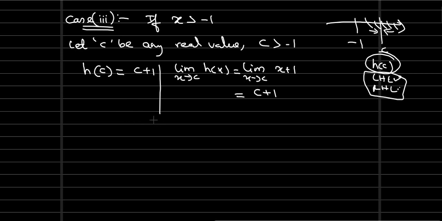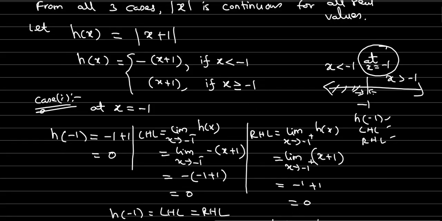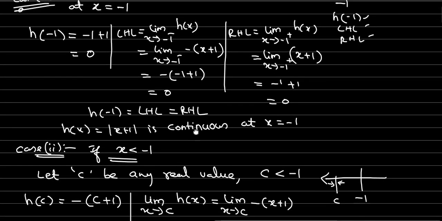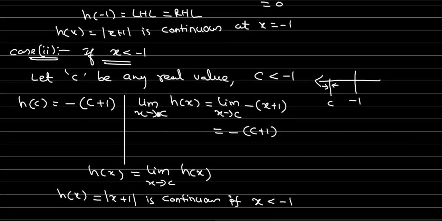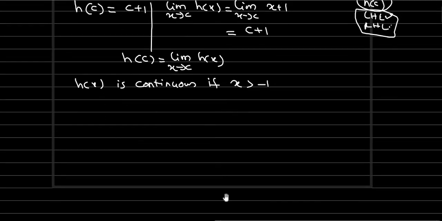Now what can we say from these two results? h of c equals the limit as x approaches c of h of x. So we can say that h of x is continuous if x is greater than minus 1. Now we had three cases for the second term as well. At case 1, where x is exactly minus 1, the function is continuous. If x is less than minus 1, the function is continuous. If x is greater than minus 1, the function is also continuous. From all three cases we can say that the function is continuous throughout the real line.